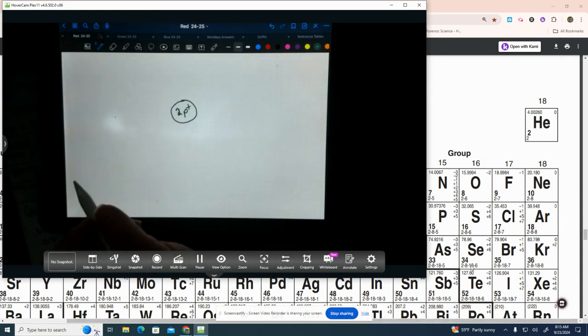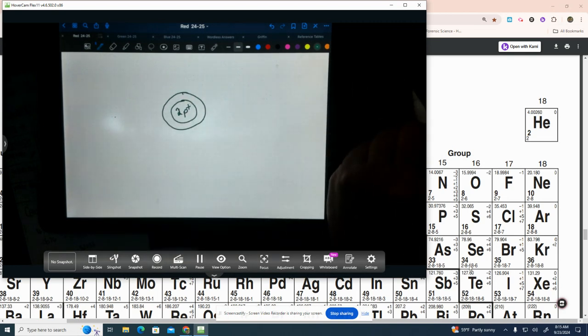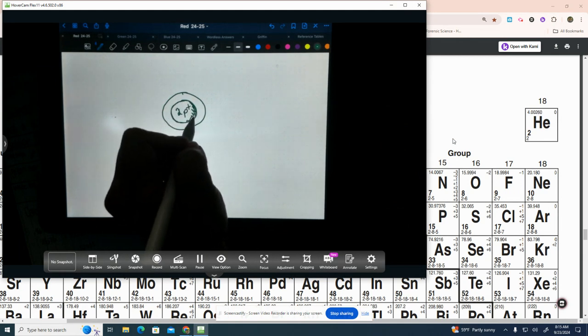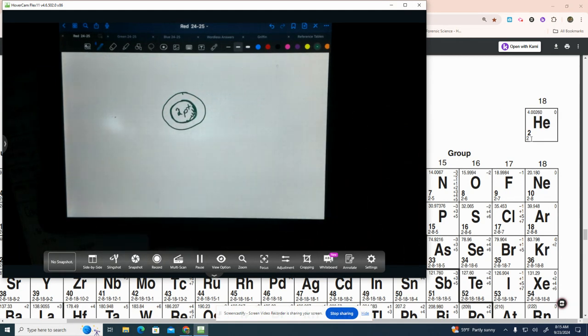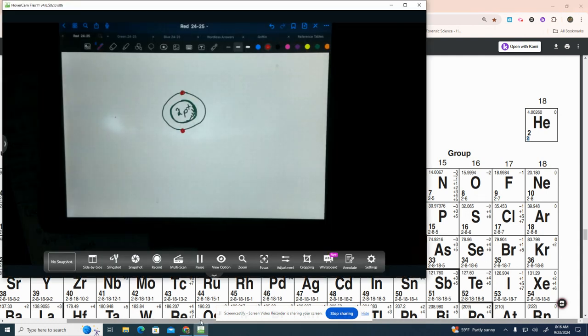2. Okay. How many rings does helium get? No. This is the nucleus. It only has one energy level, doesn't it? And how many electrons are in it? 2. In the first energy level, what's the maximum number of electrons you can have? 2. That's why helium can't have 8, because helium only has one energy level. That energy level is filled with 2 valence electrons.